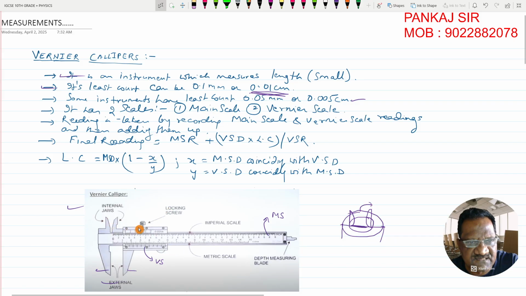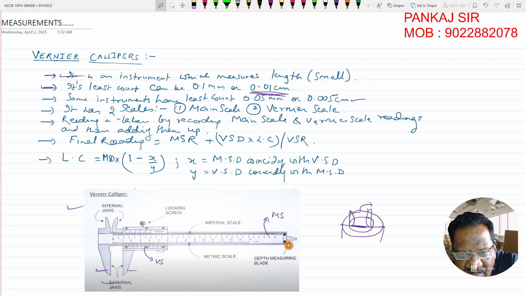This is a locking screw. Once you have locked this particular screw, the scale will be fixed. I mean, the vernier scale will not move. Otherwise, if you want to slide it, then you have to loosen this locking screw and make it slide.